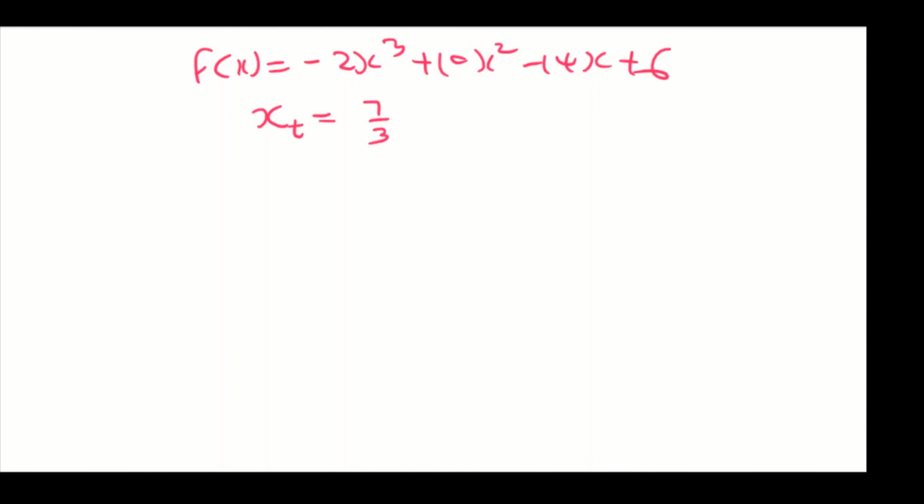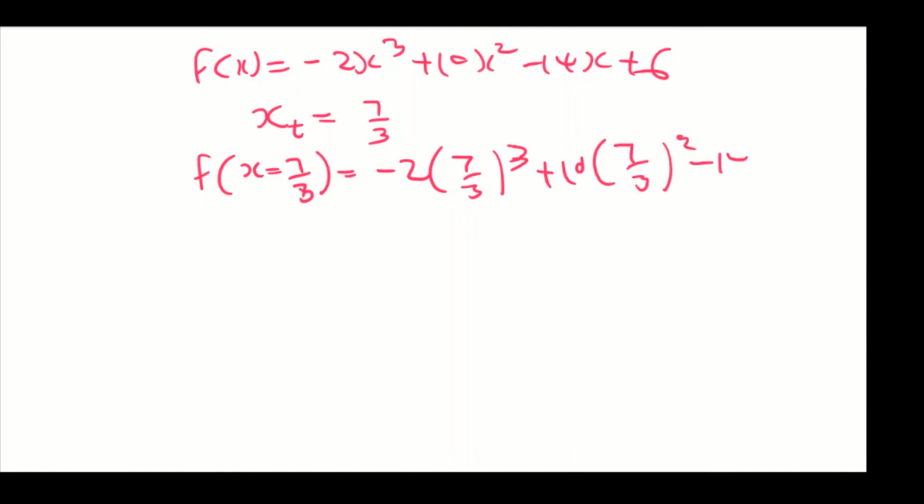So we're having our f of x being equal to minus 2x cubed plus 10x squared minus 14x plus 6. So we know that the x value of the turning point at the other root is equal to 7 over 3, right? So we're going to substitute it in this equation here, which would be minus 2 times 7 over 3 cubed plus 10 times 7 over 3 squared minus 14 times 7 over 3 plus 6. So we're going to get 64 over 27. So this is the second y value, the turning point.